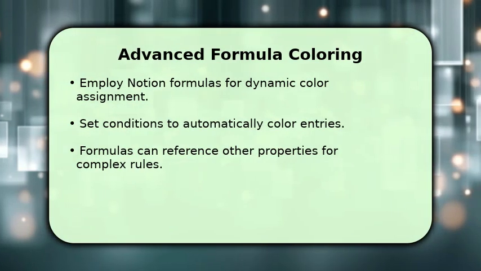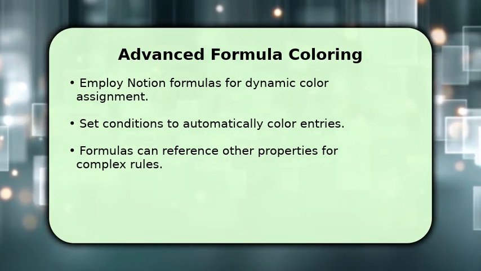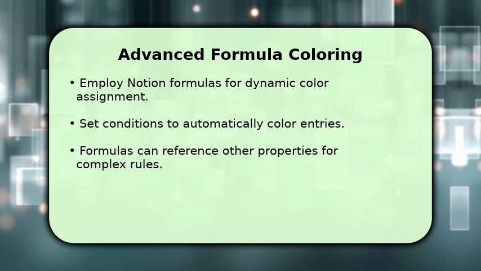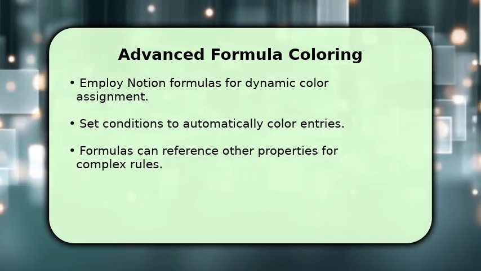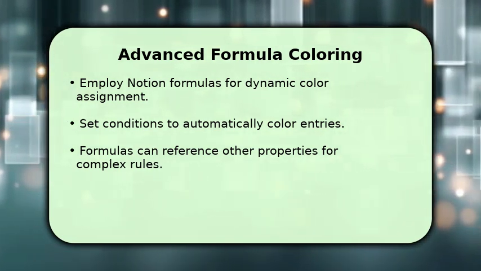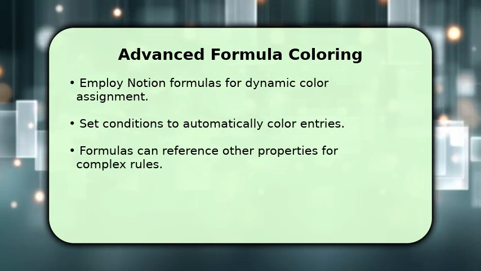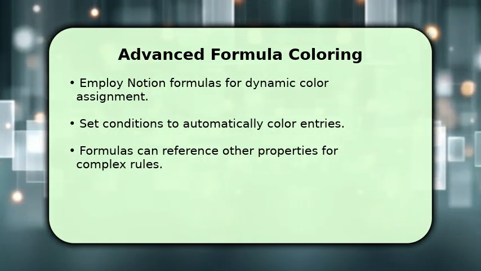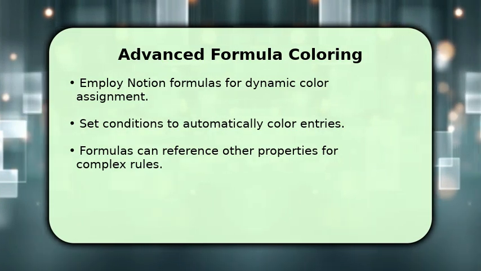For more dynamic and automated coloring, Notion formulas are your best friend. You can write a formula that checks the value of another property, like a status or date property, and then outputs a specific color. For example, if a task is overdue, the formula could automatically make it red. This allows for sophisticated, rule-based coloring that updates automatically, saving you time and ensuring consistency across your calendar entries.